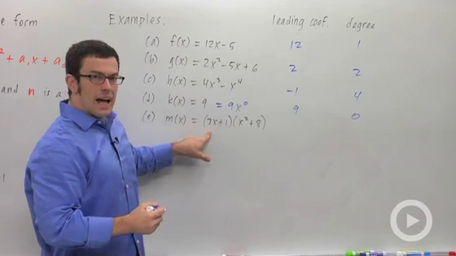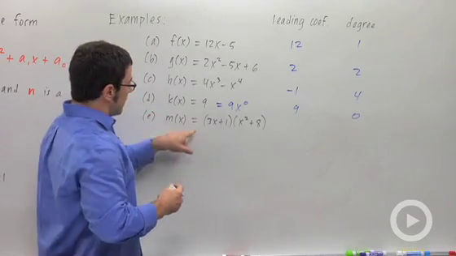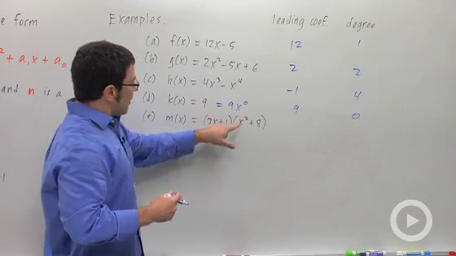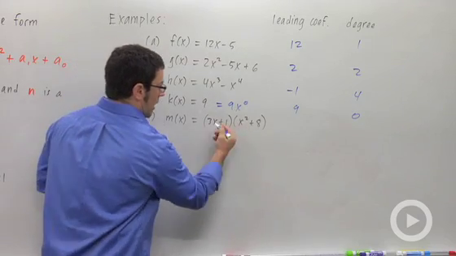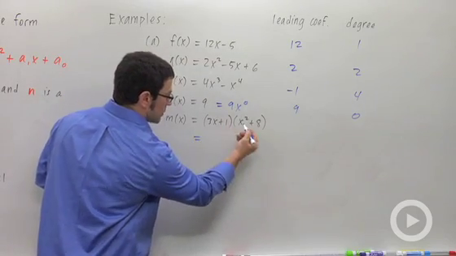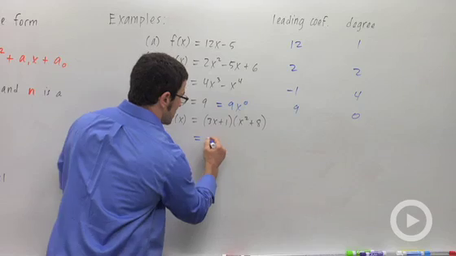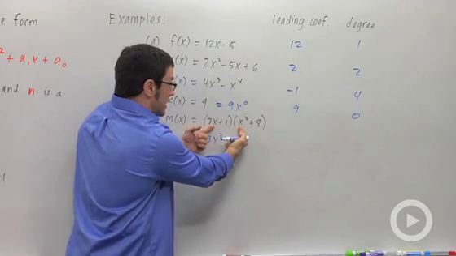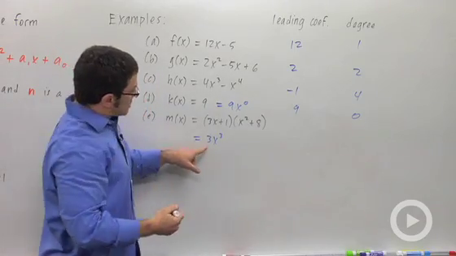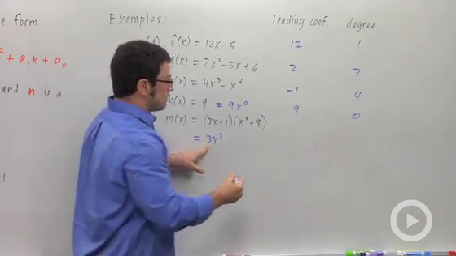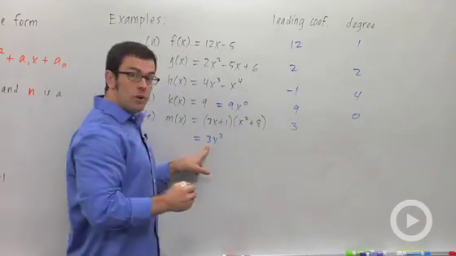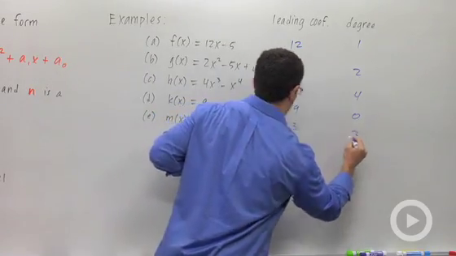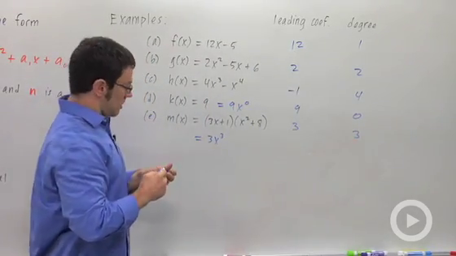Now, m of x is not written in expanded form. It's written in factored form. So we have to figure out what the leading term is going to be. I don't have to multiply this all out. I just need to multiply enough to get the leading term, which is 3x cubed, right? This is going to give me the leading term, the highest power of x. So the leading coefficient will be 3, and the degree will be 3. So that's what we call a cubic polynomial.